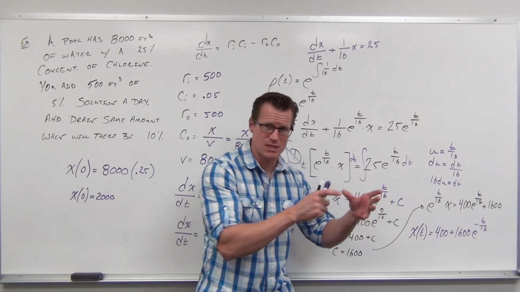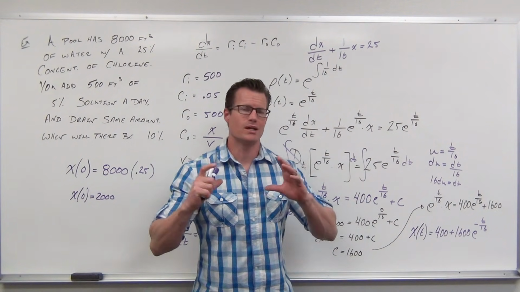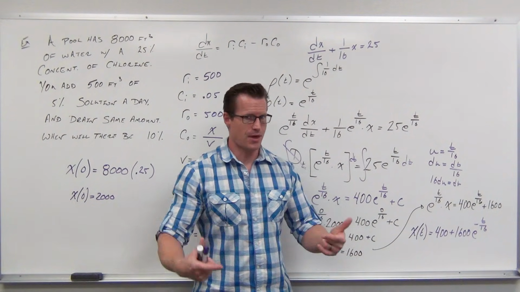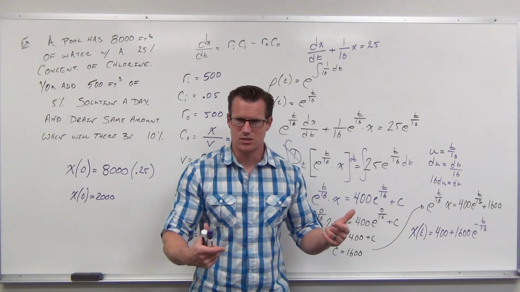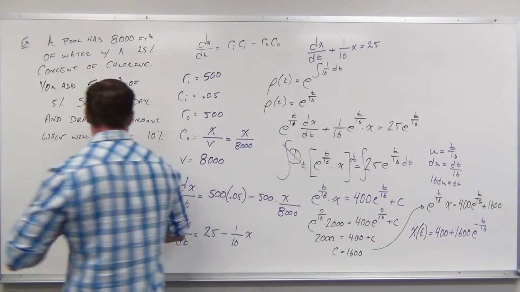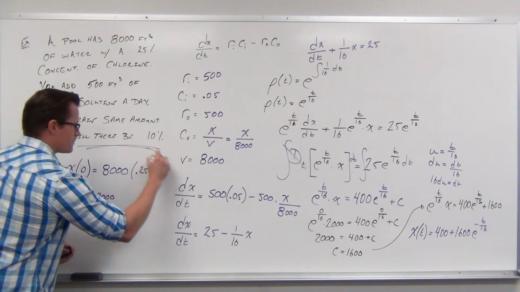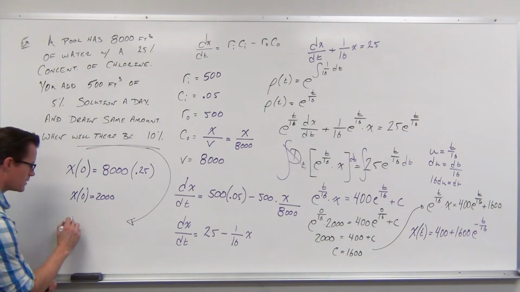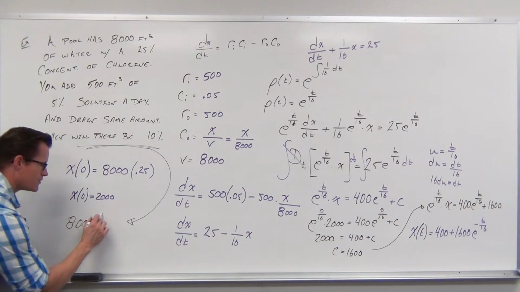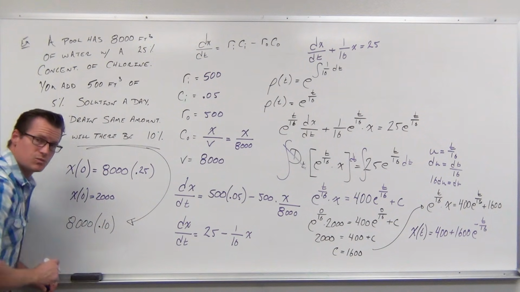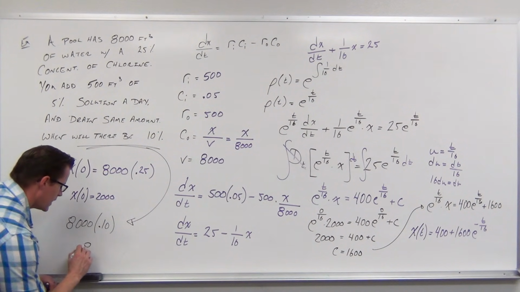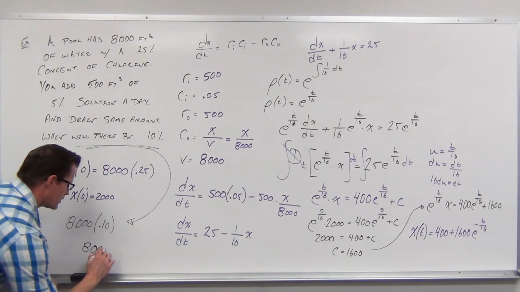So if x of t represents the amount of chlorine that's actually in there, we want 10% of 8,000 to be chlorine. Does that make sense to you? I hope that makes sense to you. But you go, all right, well, for here, I want 10% of my volume to be chlorine. I want 800 cubic feet.